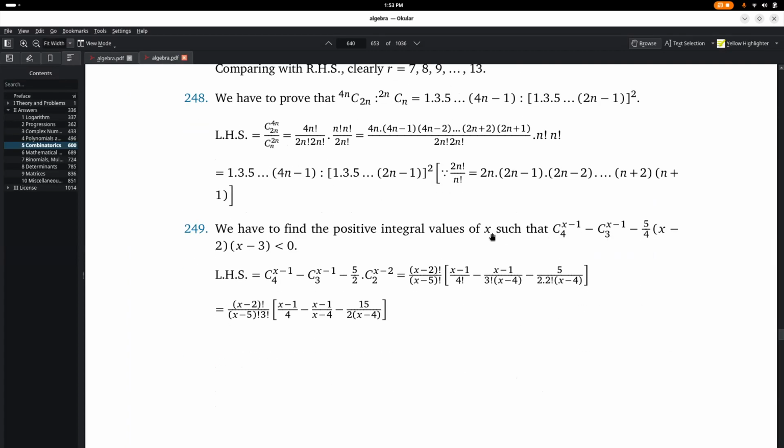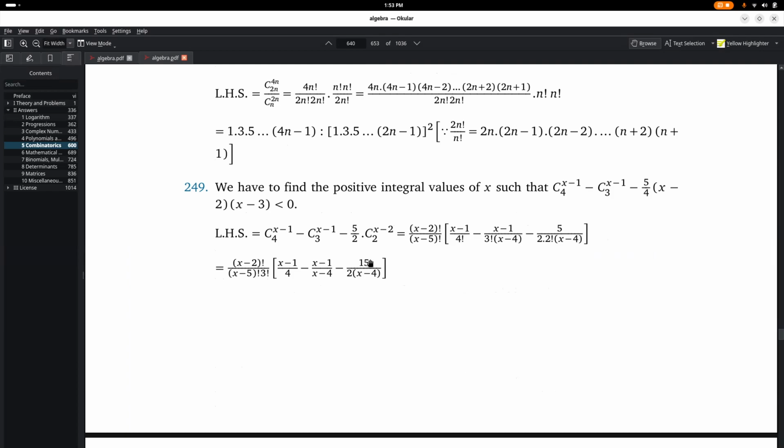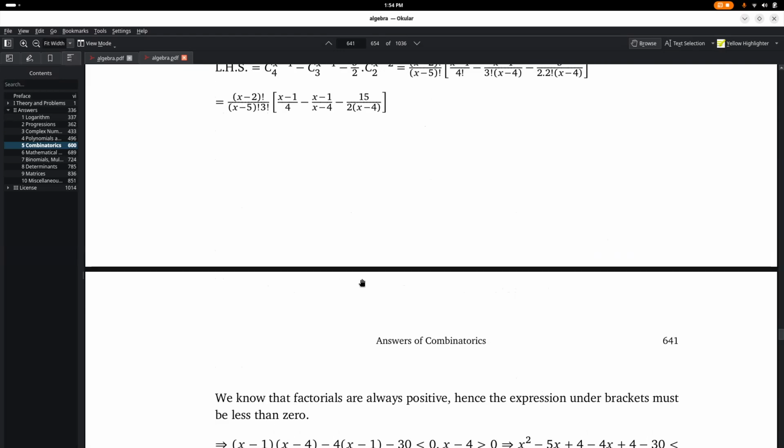So we are given this inequality, we expand the left hand side, we get (x-2)! by (x-5)! multiplied by (x-1) by 4! minus (x-1) divided by 3! times (x-4) minus 5 by 2 into 2! (x-4). So we take 3 factorial common from the denominator, and the terms under brackets will be (x-4) over 4 minus (x-1) over (x-4) minus 15 over 2 into (x-4).